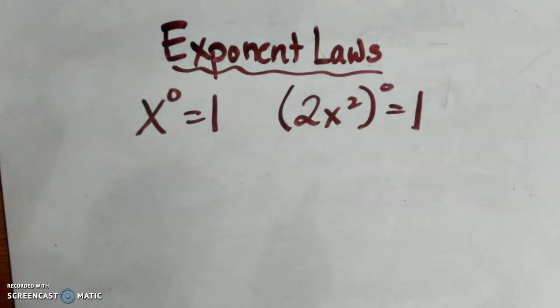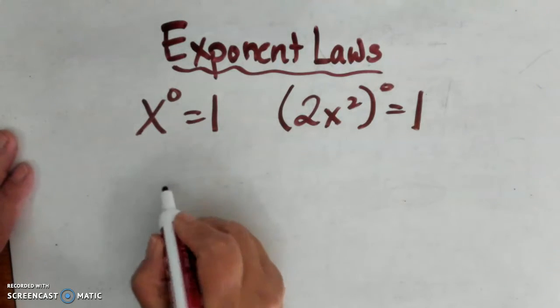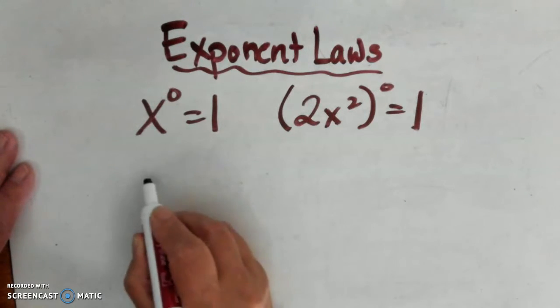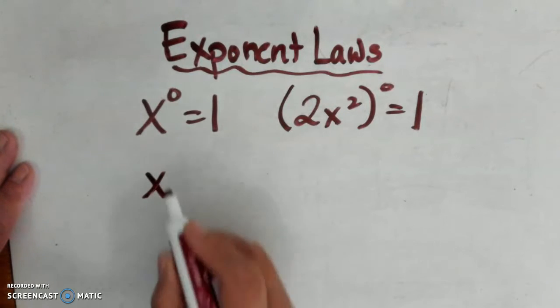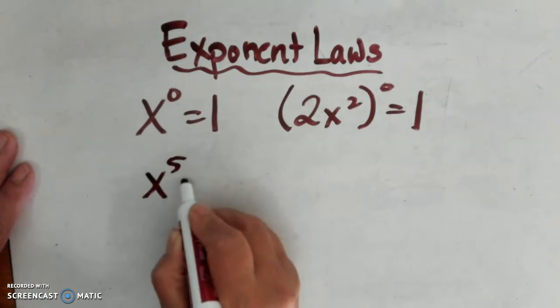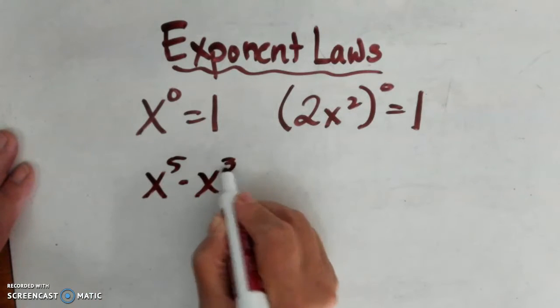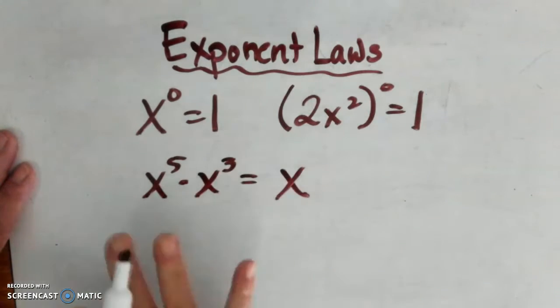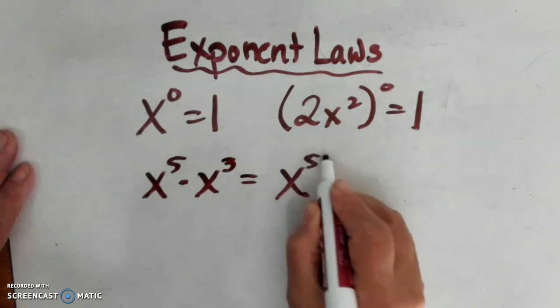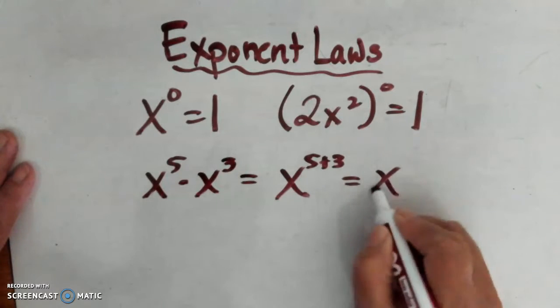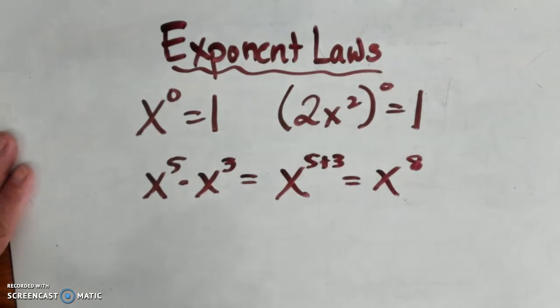So the first law that we went over is that as long as the bases are the same, if I'm taking a base to a power times another base, that same base to a different power, all I have to do is add those two exponents, and this becomes x to the 8th power. This works as long as the bases are the same. Okay, and it's when I'm multiplying the bases.